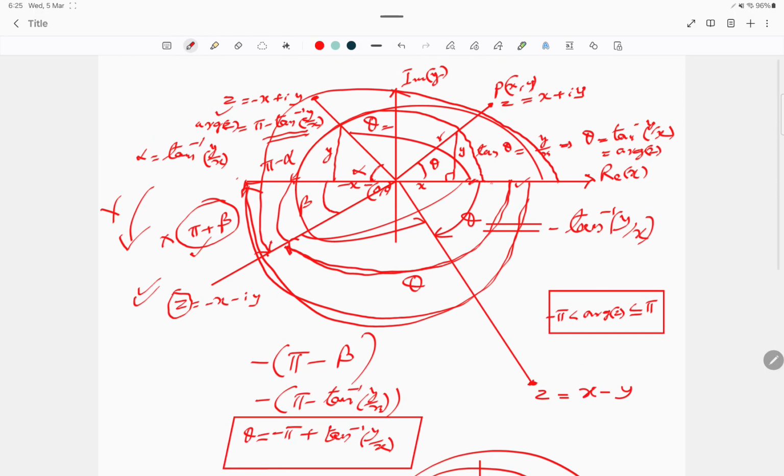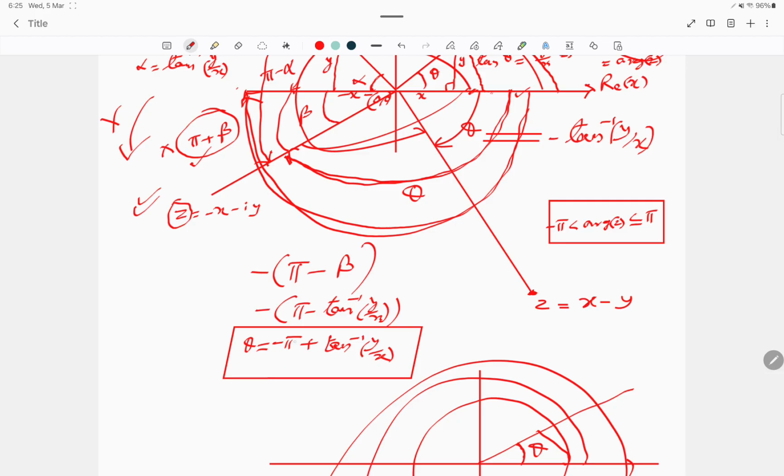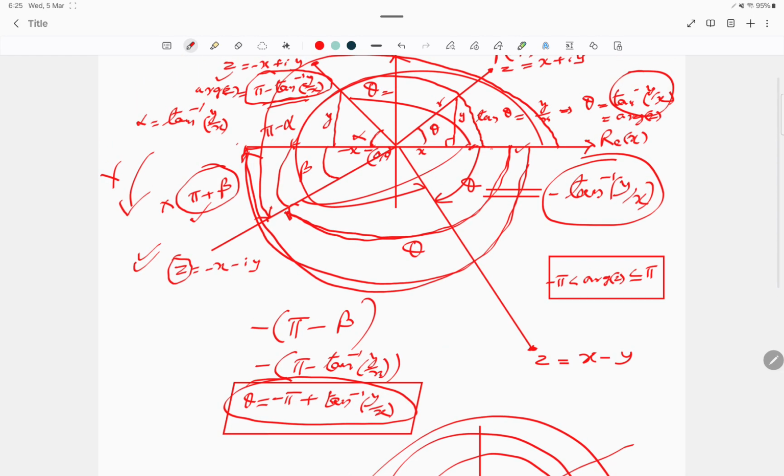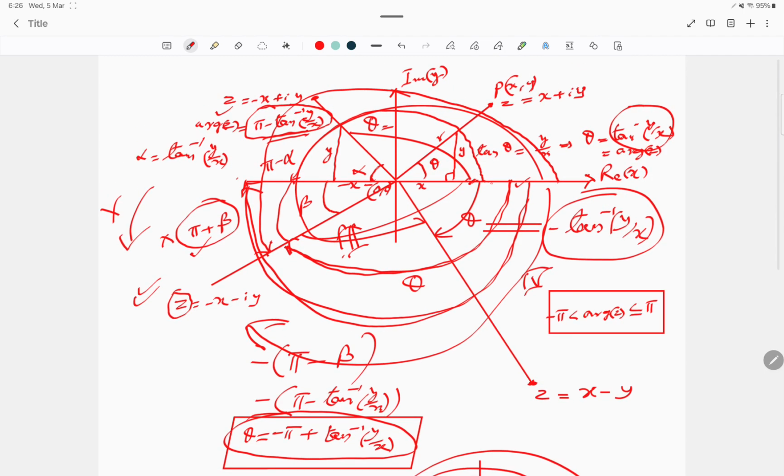Once again you can see, argument in the first quadrant is tan inverse of y by x. Argument in the second quadrant is pi minus tan inverse of y by x, and argument in the third quadrant will be this one, minus pi plus tan inverse of y by x, and argument in the fourth quadrant will be minus of tan inverse y by x. So when we measure in the clockwise direction, we always put negative. So the principal argument in the third quadrant and fourth quadrant will be negative, and principal argument in the first quadrant and second quadrant will be positive. So that's all.